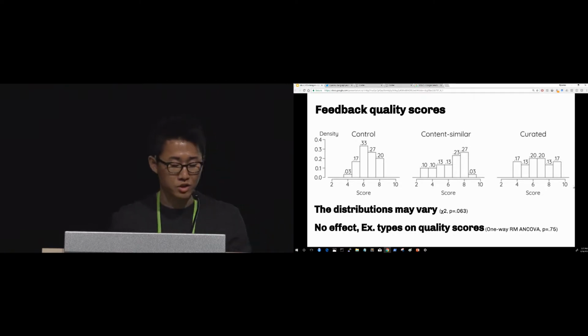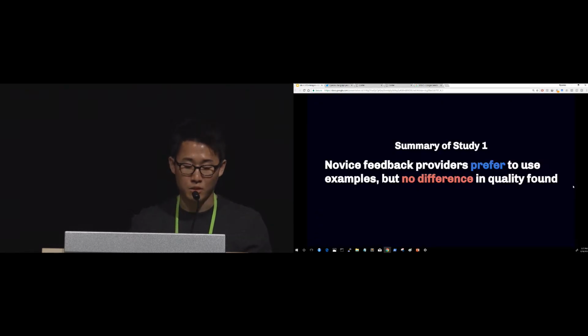Scores look more normally distributed in the control condition, whereas they seem more positively skewed in the content similar condition. However, we didn't observe any significant effect of the type of examples on quality scores. In sum, study 1 shows that novice feedback providers can and prefer to use examples with appropriate support in providing feedback, but we failed to show any sign of difference in feedback quality.